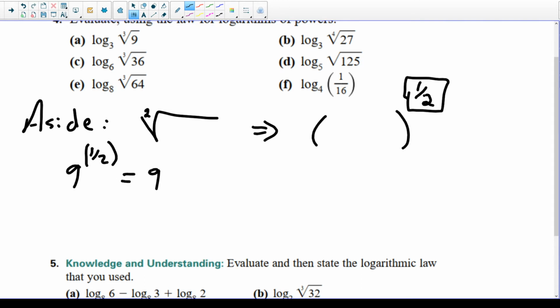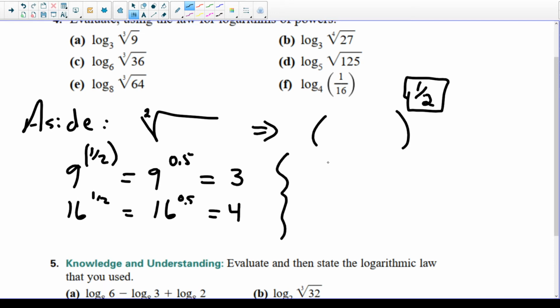Well, you can type that in as 9 to the 0.5. And if you do that on a calculator, you're going to get 3. Okay? What does 16 to the 1/2 give? Well, 16 to the 1/2, again, 16 to the 0.5, will give 4. If you do 8 to the 1/3, you will get 2. And what you start to notice is for this side, these are behaving exactly like square roots. These are behaving exactly like cube roots.